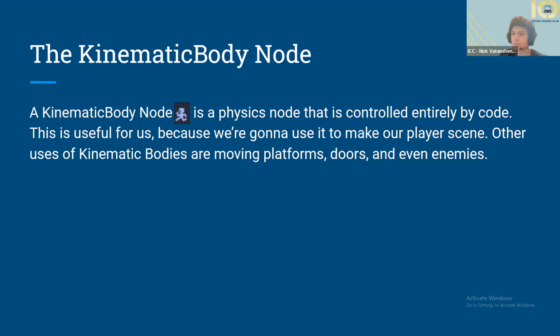So this is useful for us because we're going to use it to make our player scene, because we want to control the movement of our player with code. We don't want it to just move around like a ball, right? Because then it's just going to bounce up and down, and you don't have much control over that. Other uses of kinematic bodies besides players could be a moving platform, right? We want the platform to go to a certain spot, then go back. Or a sliding door, or even enemies in your game that are patrolling an area and need to move from one spot to another, right?